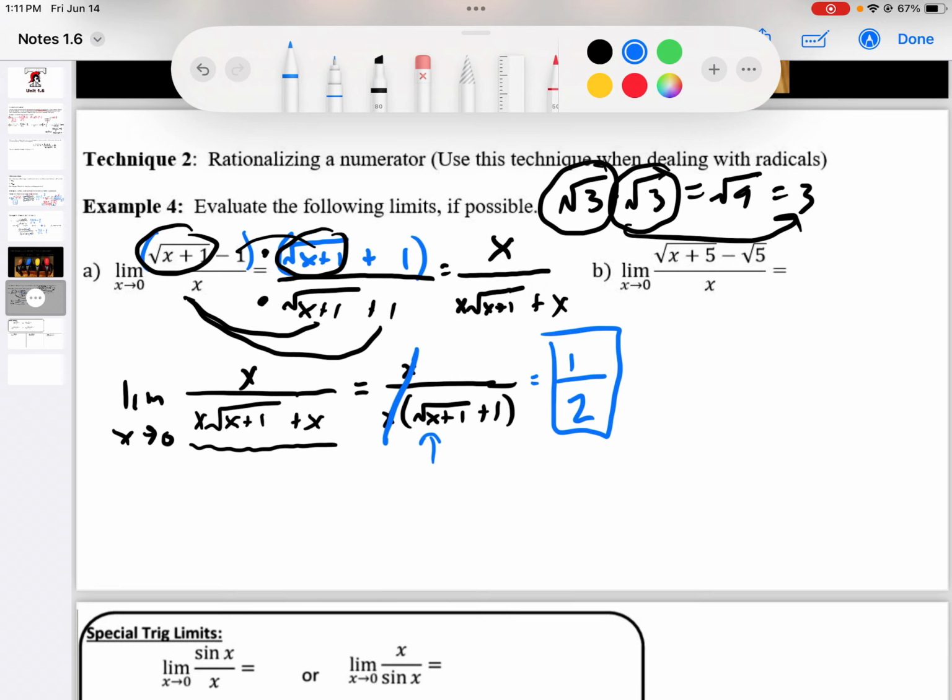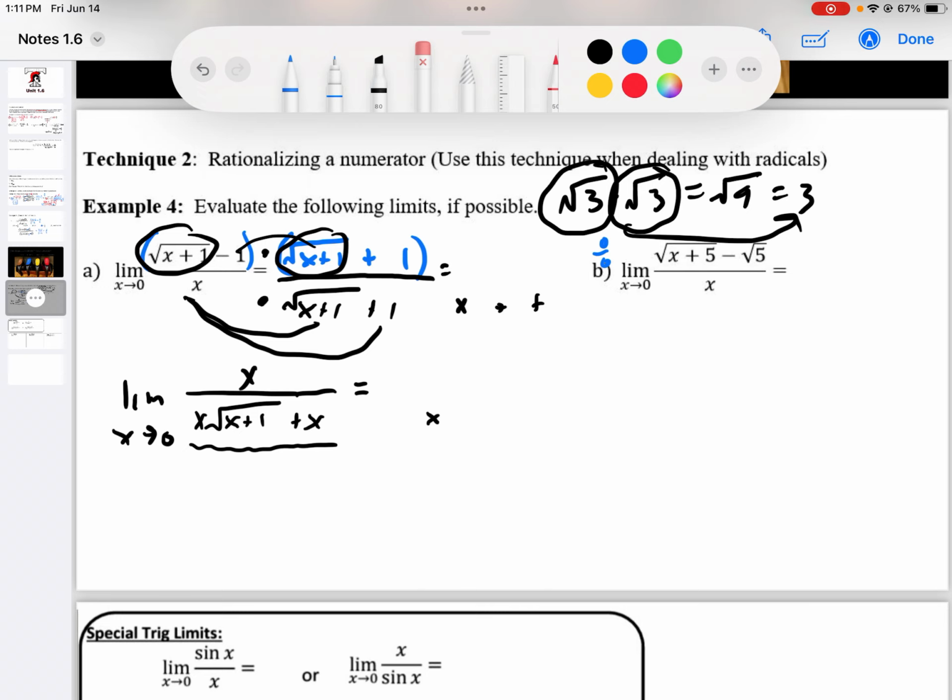All right, something similar with part B. If I plug in 0, that's square root 5 minus square root 5 over 0. That's just indeterminate form, 0 over 0. Let me clean this page up, give ourselves some room.